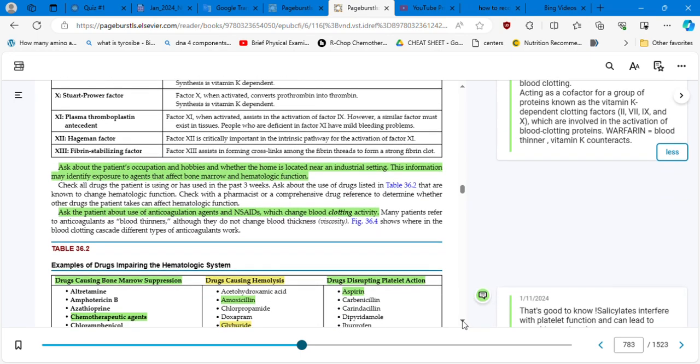Ask about the patient's occupation and hobbies and whether the home is located near an industrial setting. This information may identify exposure to agents that affect bone marrow and hematologic function.